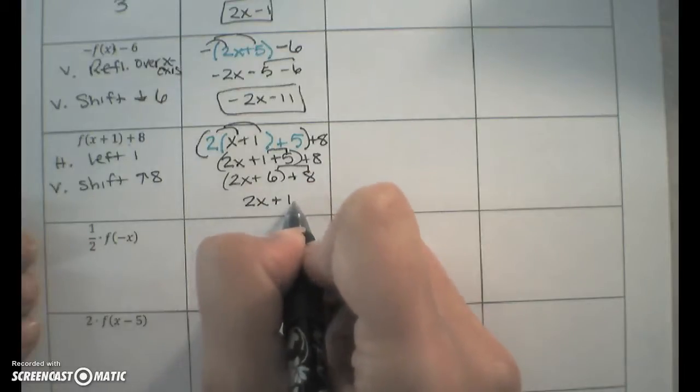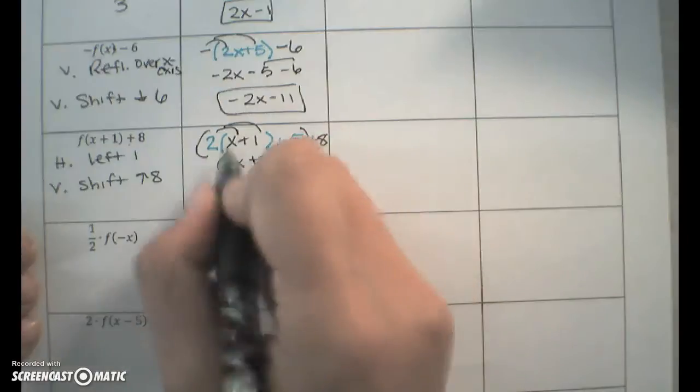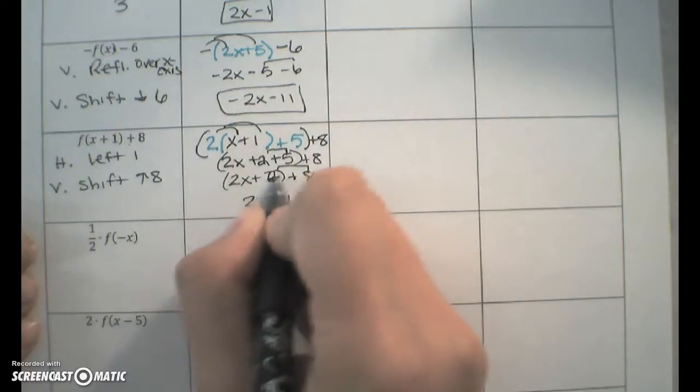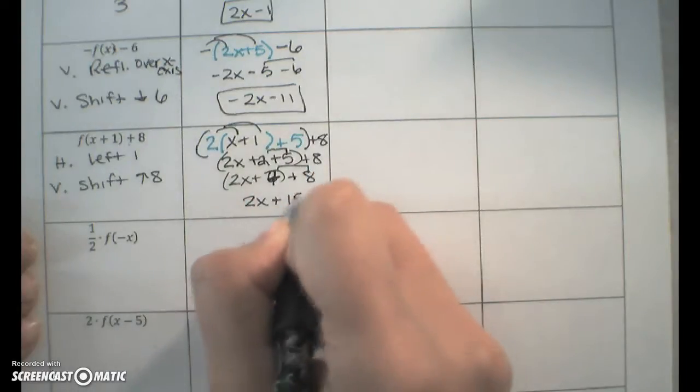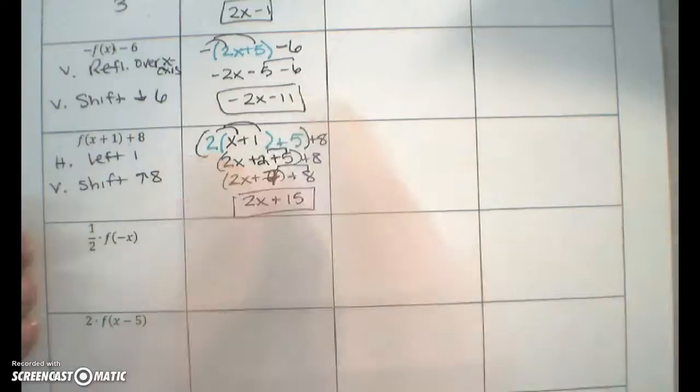Did I add right? Oops, forgot to distribute here. There we go. 2x, 2, and then 2 and 5 is 7. And 7 and 8 is 15. Make sure to distribute both. Slow down, take your time. That's a 7. Okay, next one.